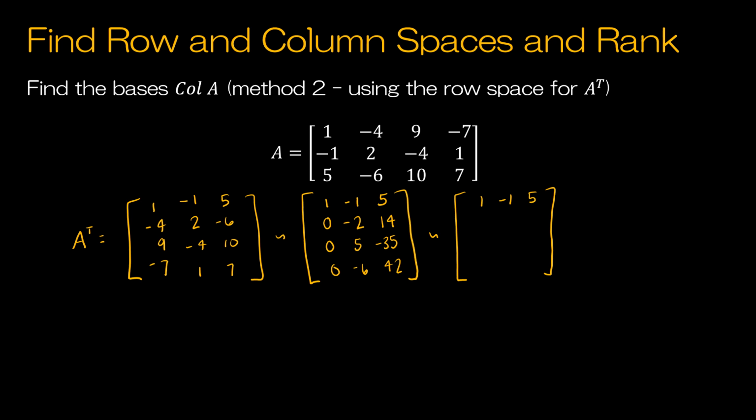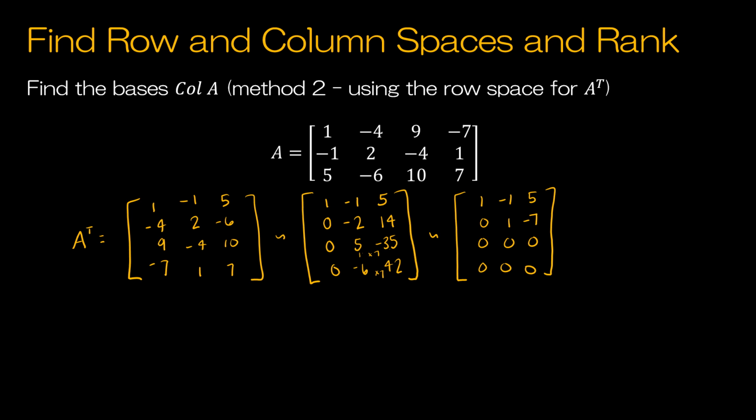It looks like I can take the second row times -1/2 to get 0, 1, -7. Just in my head, I can see that these are opposite signs, 5 and -35, -6, 42, and that if I take these times 7, I'm going to get the other one, so I'm going to get 0, 0, 0, 0, 0, 0.